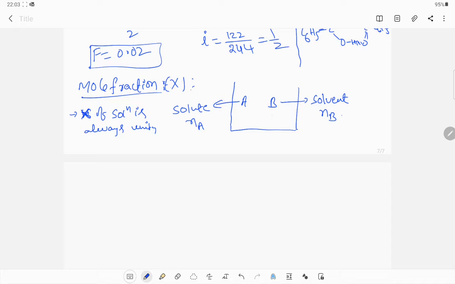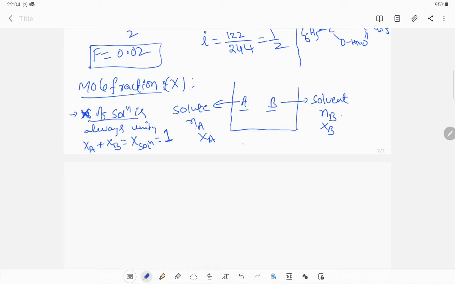In this solution, how many components are there? Two components are there, one is A and one is B. Number of moles of A equals Na, mole fraction equals Xa, number of moles of component B equals Nb, and mole fraction equals Xb. According to this, Xa plus Xb, the sum of mole fractions of the solution, is always equal to 1. Unity. Mole fraction of any solution is always unity, and it has no units.